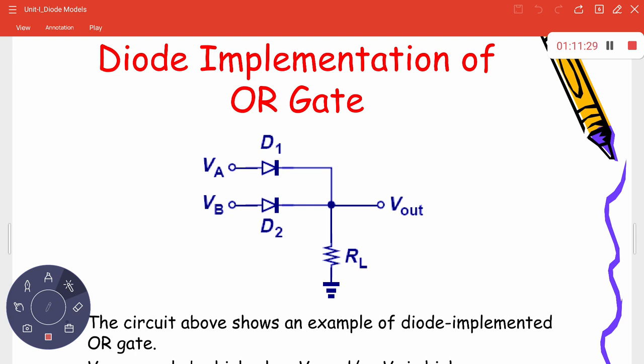You have two diodes. Assuming that these diodes are ideal, that means your VT on is equal to 0, R on is equal to 0, and R off is equal to infinite. Now let us consider four scenarios. Suppose VA greater than 0, VB less than 0.